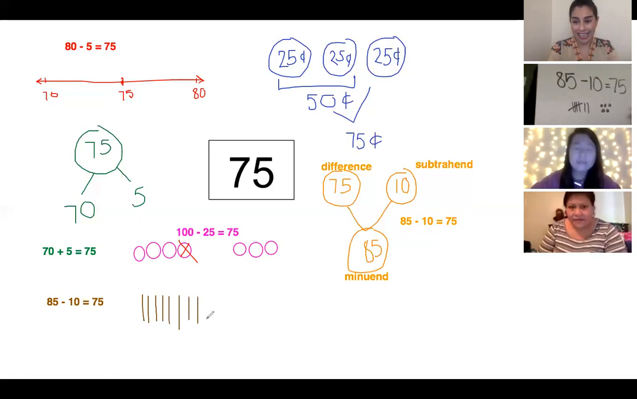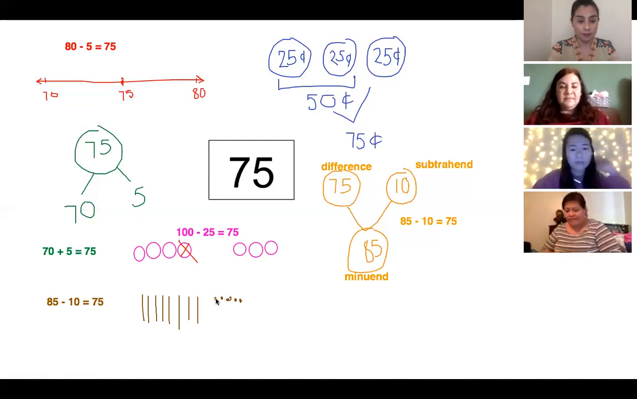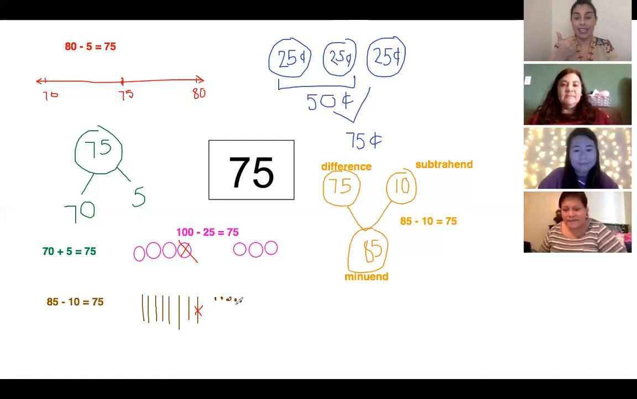Beautiful. So we have 8 tens, and then we had those 5 ones, because 85 is composed of 8 tens and 5 ones. And then we're taking away the 10, which is only 1 ten, so we need to cross out a ten here. And I like to use red, a different color, to show my crossing out. And then it shows that we have a total of 10, 20, 30, 40, 50, 60, 70, 71, 72, 73, 74, 75. And we checked our answer, and 85 minus 10 does equal 75.